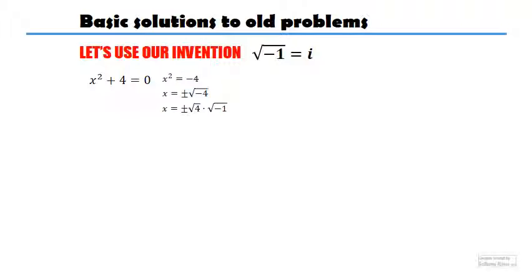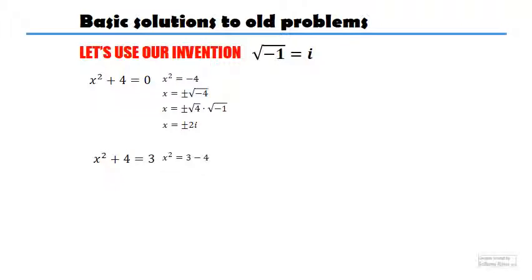Remember, if I have -4, I can separate it into -1 times 4. And if it's a square root of a multiplication, I can separate that into two square roots that are multiplying. So what do I end up with now? Well, plus or minus 2i. Different, right? Because it's -4, it's not -1 anymore. So I end up with plus or minus 2i.